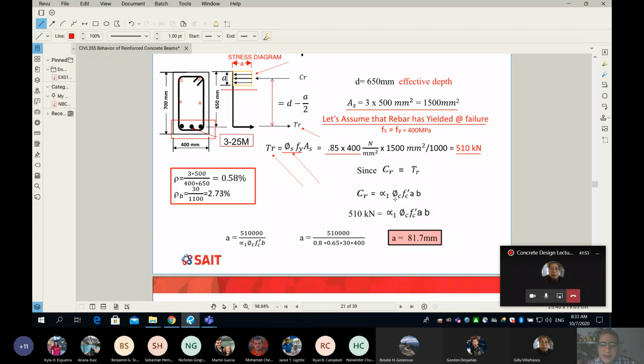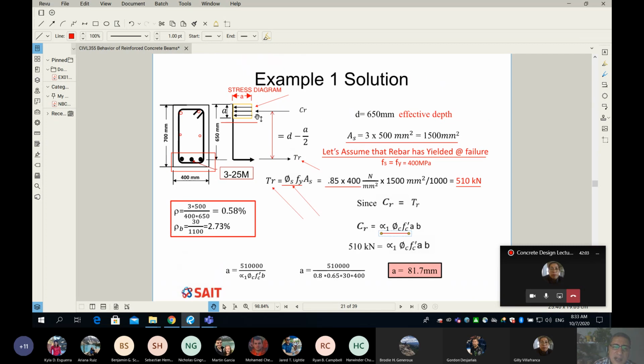So guys, you will be surprised if I just mark this number and say this is your stress. As Jelly said, when I asked her about this dimension in my block diagram, she said alpha 1 phi c f prime c. Again, you have a 25 MPa concrete, you multiply times 0.65 unitless, and then you multiply times 0.8, which is alpha 1. So this whole term is a stress.